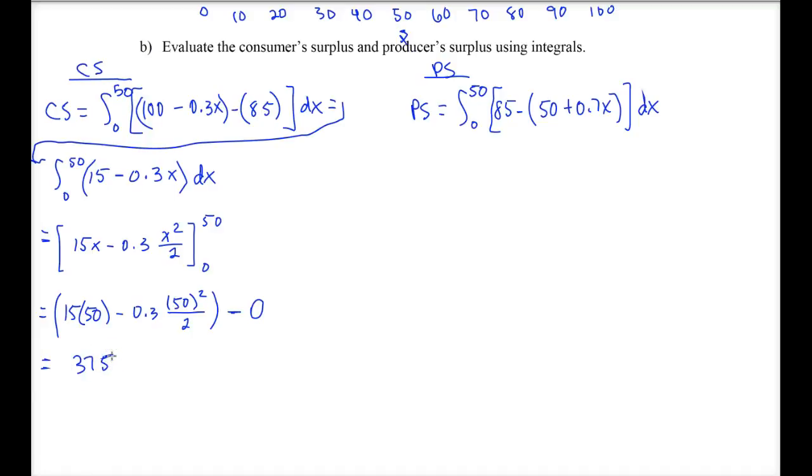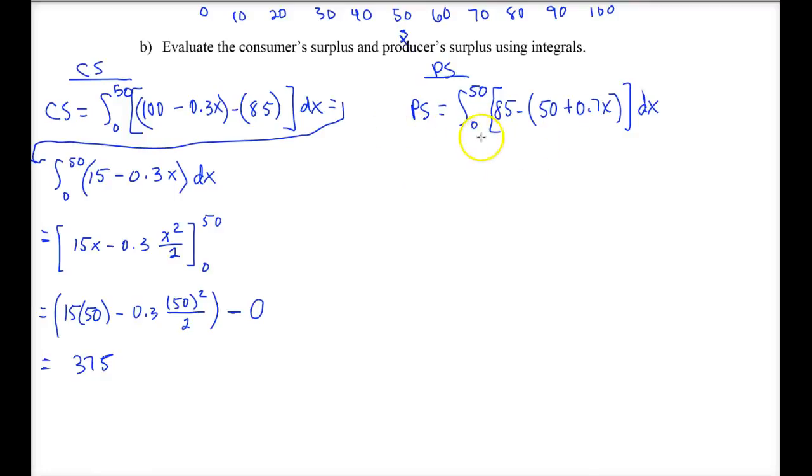And so for whatever it is that we're modeling here for the consumer surplus, we see that for the 50 people, organizations, or however the demand is counted, we see that for 50 of them, the total consumer surplus or the savings that the consumer experienced was 375.